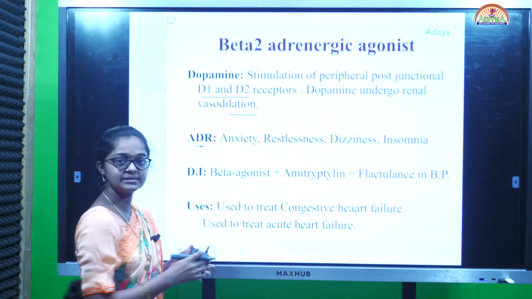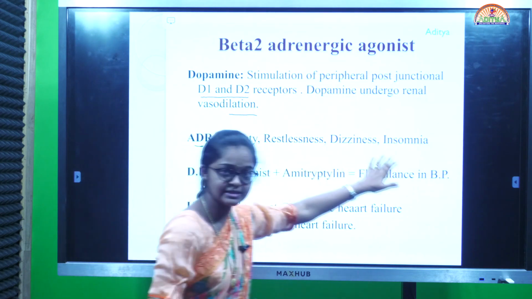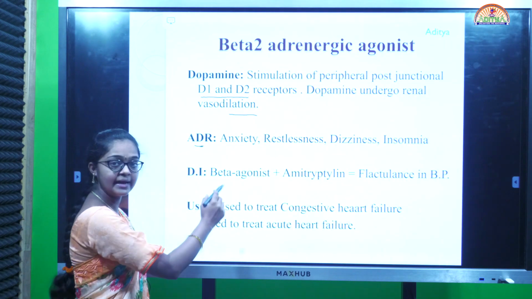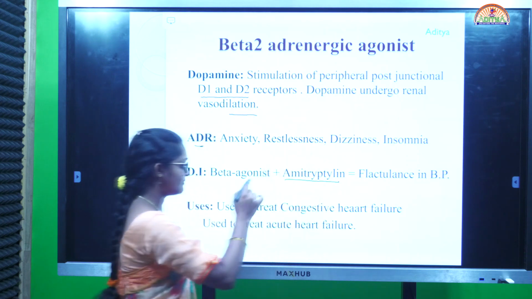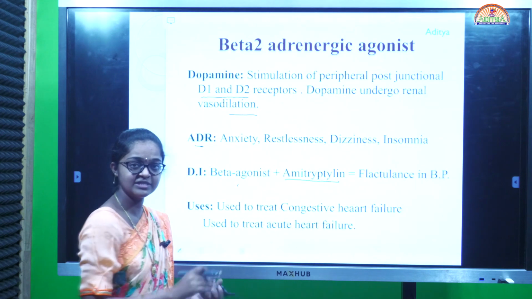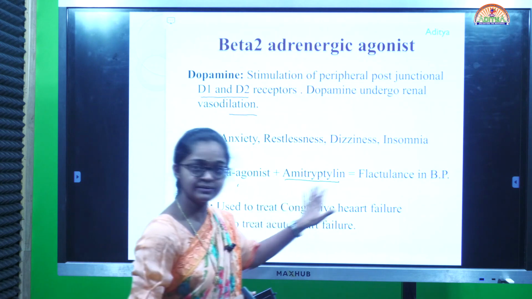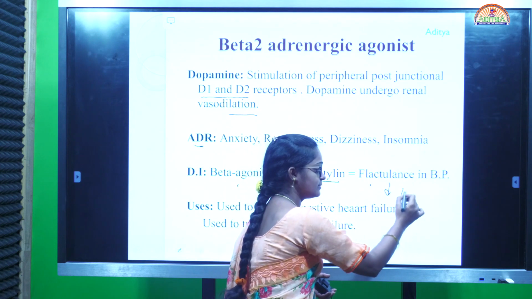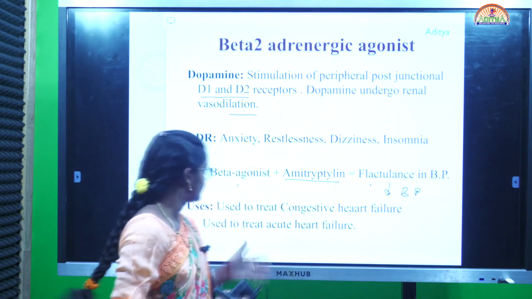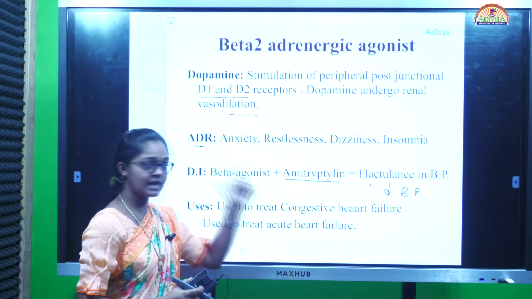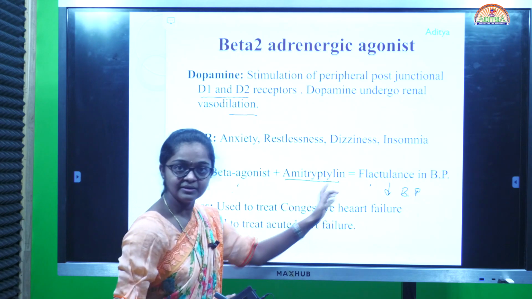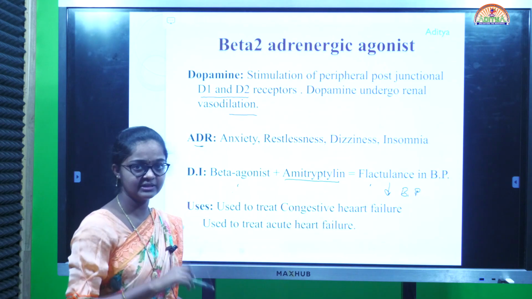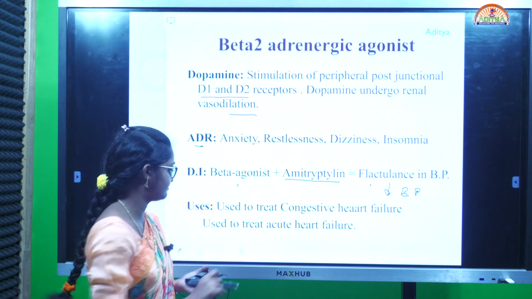Next, adverse drug reactions involve anxiety, restlessness, dizziness and insomnia. Next, drug interactions involve beta agonists along with amitriptyline. While we are administering beta agonist drugs, that means dopamine and dobutamine, along with amitriptyline, it causes a sharp decrease in BP. They are also used for the treatment of congestive heart failure and acute heart failure.